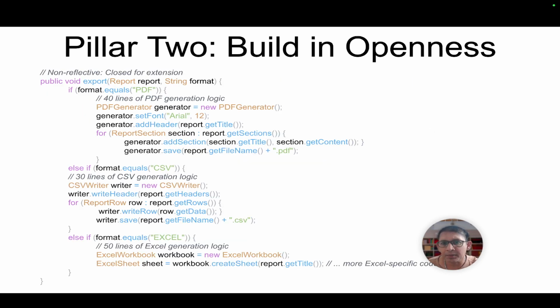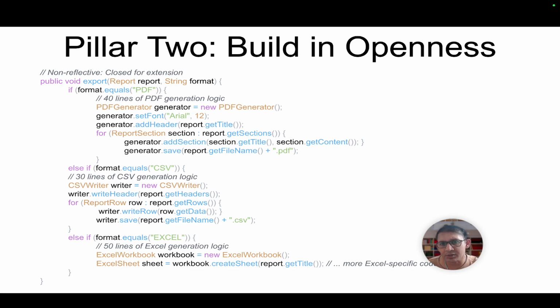The second pillar implements what's known as the open closed principle. Your code should be open for extension, but closed for modifications. You should be able to add new functionality without changing existing working code. This principle is transformative because it changes how you think about software growth. Instead of viewing new requirements as modifications to existing code, you start viewing them as extensions to existing systems.